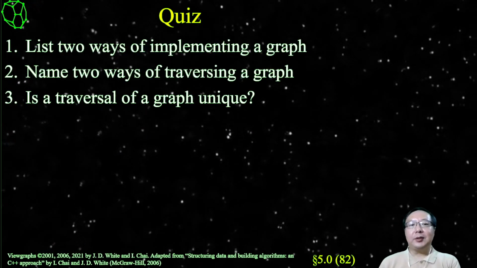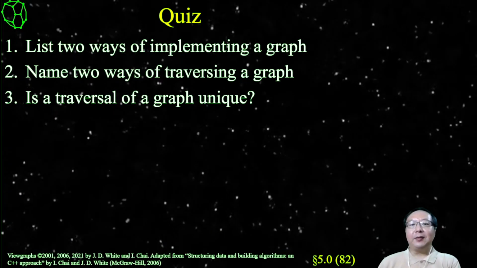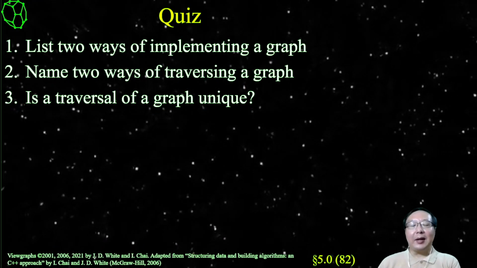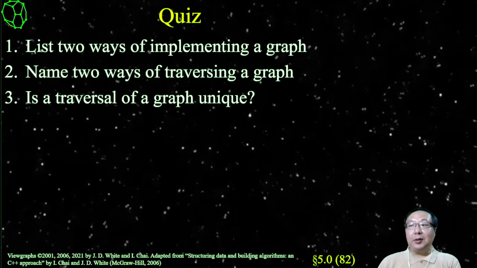Okay, for this quiz. List 2 ways of implementing a graph. Then name 2 ways of traversing a graph. And is traversal of a graph unique?